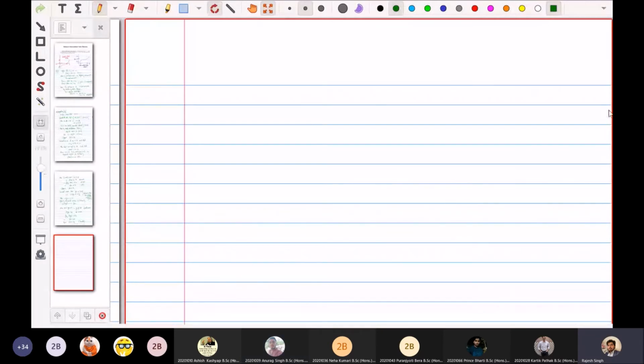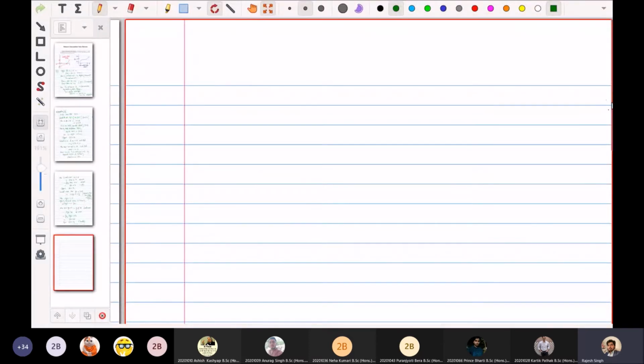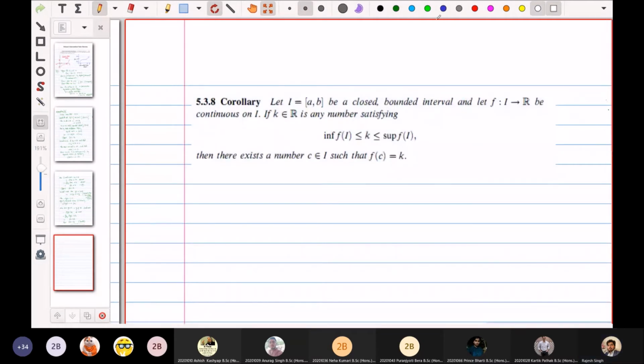Okay, now let us come to the next theorem. So हमने Bolzano's से prove कर लिया, so we can prove one more short theorem. Okay, then we have a corollary to this theorem. This is the corollary, what it says.